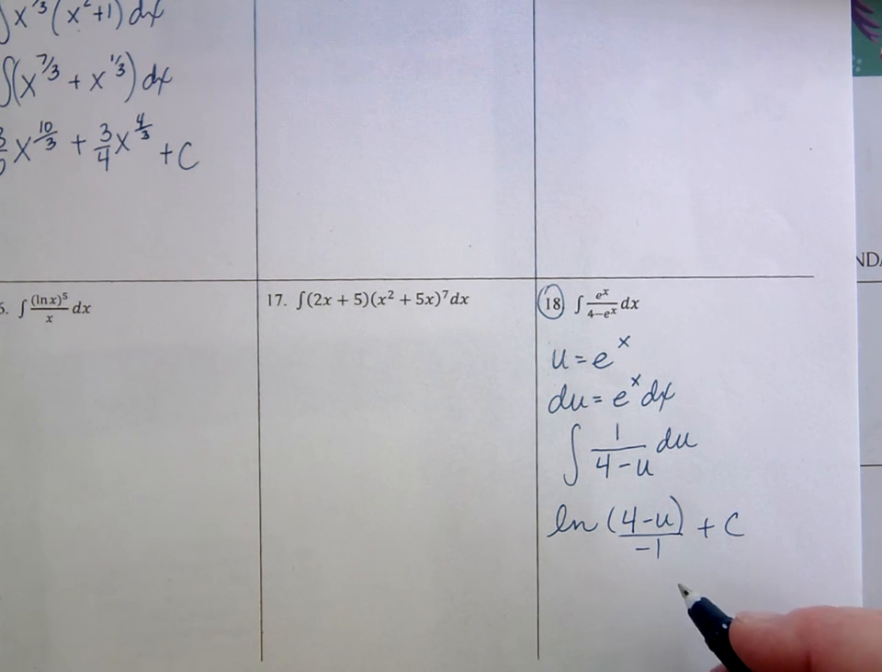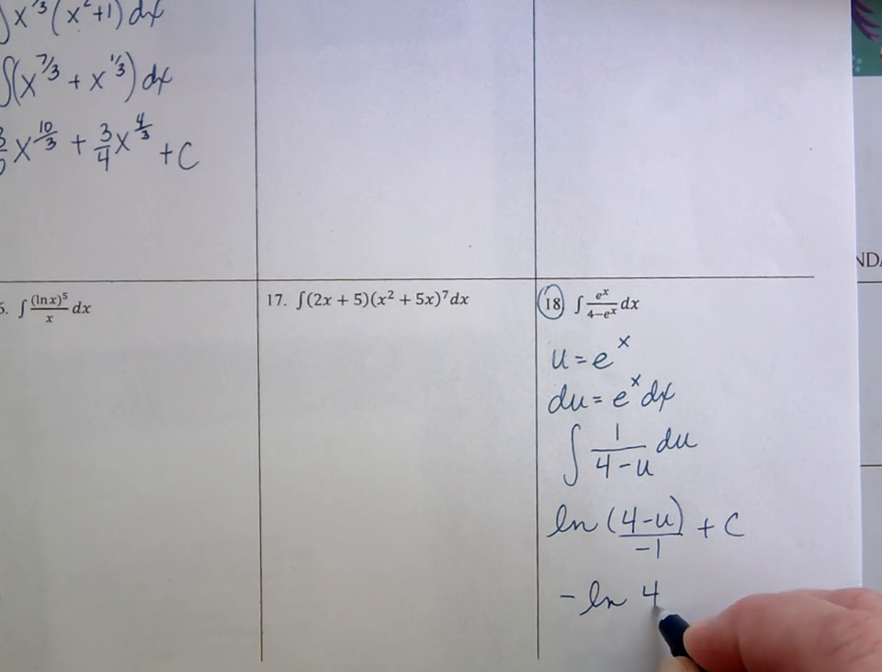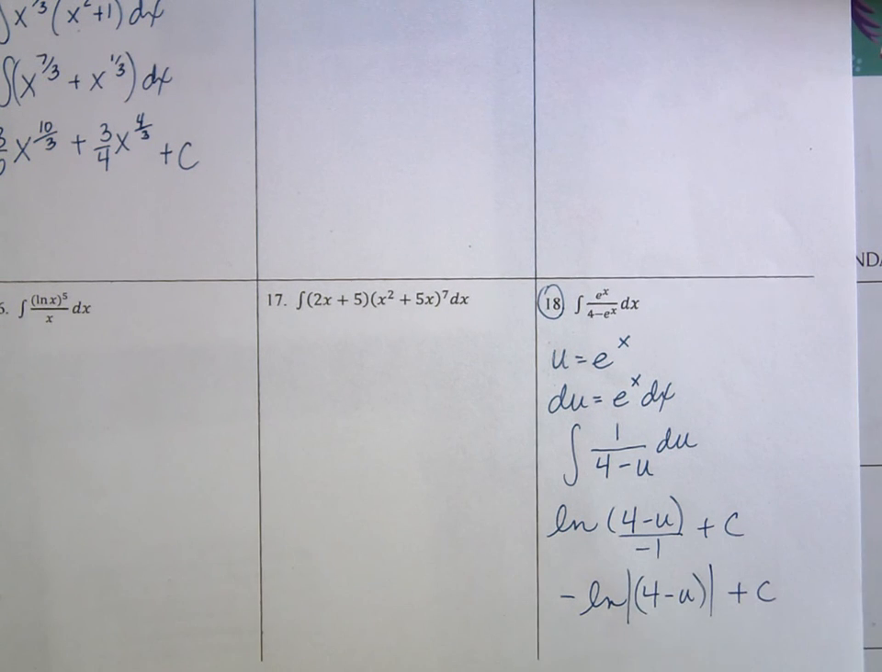So when I put this all together, I get a negative ln of 4 minus u plus c. The only thing is, ln can only take a positive value. It's got to be the absolute value of that. And so really that's the only thing you have to add in there, is that it's got to be a positive value. You can't take the ln of a negative number. And so that gives you a negative ln of the absolute value of 4 minus u, plus c. And that, my friends, is my help for you for these practice problems.